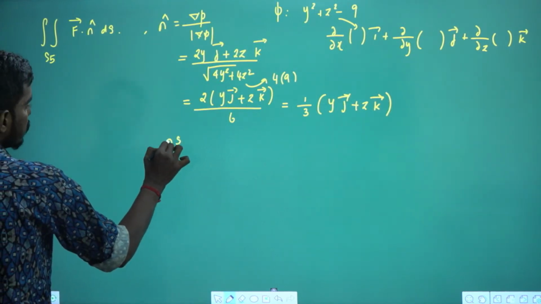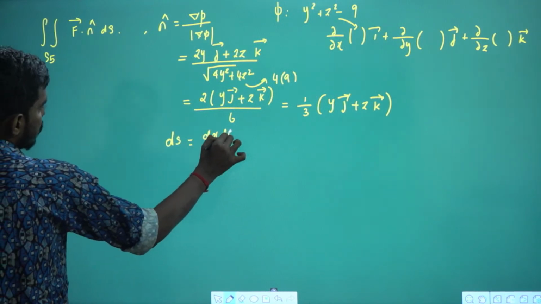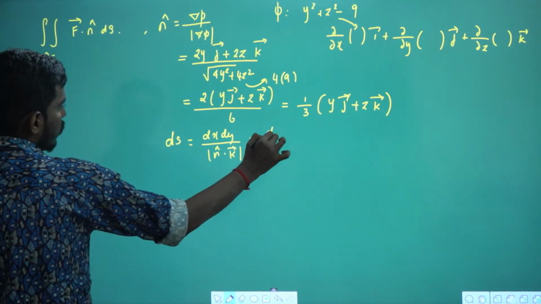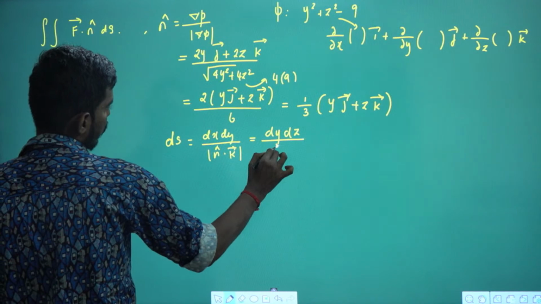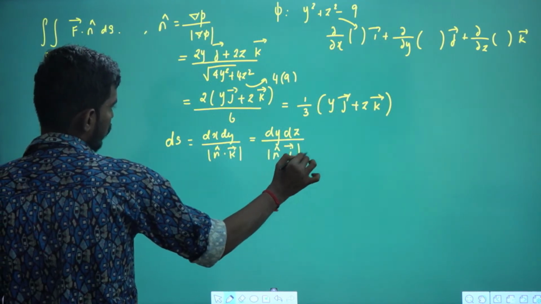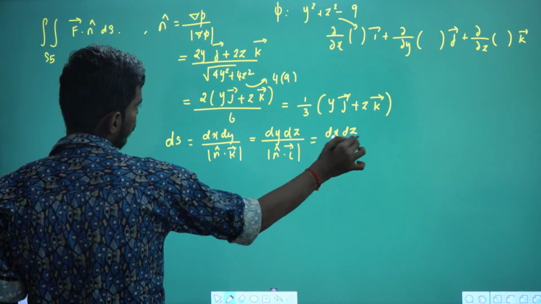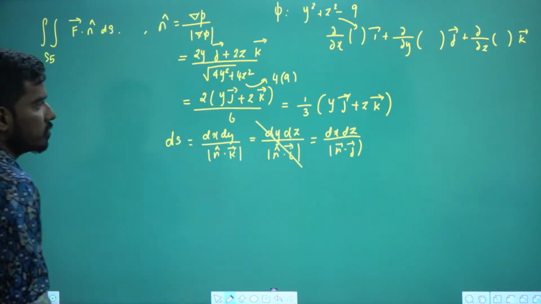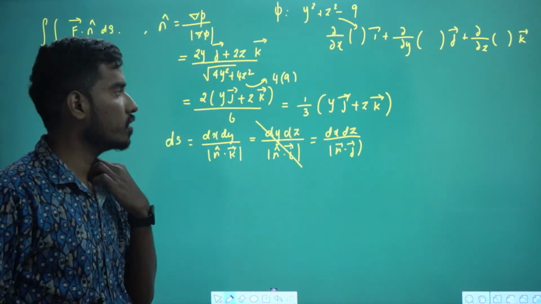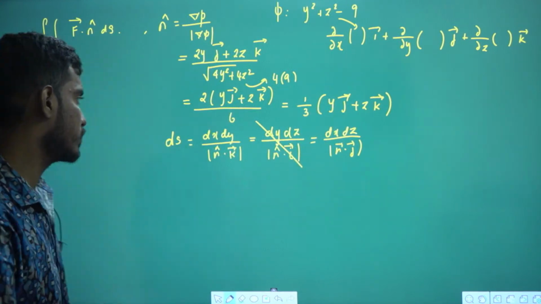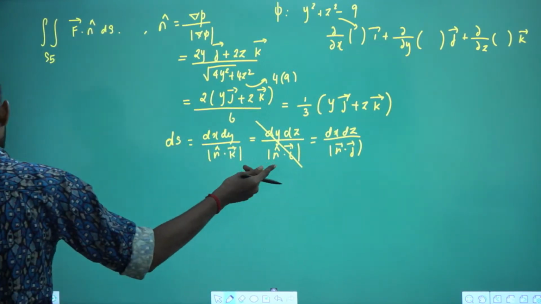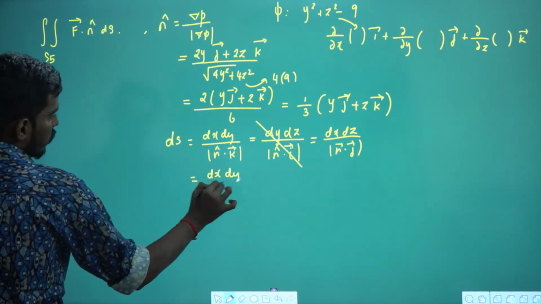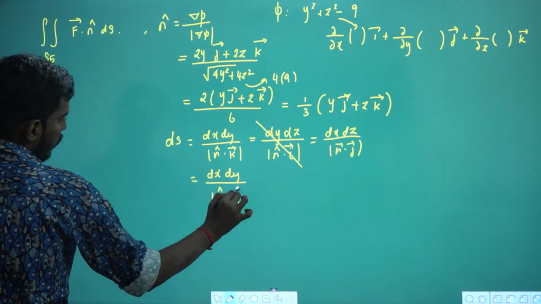Now what is your dS? dS can be dx dy divided by n cap dot k, or it can be dy dz divided by n cap dot i, or it can be dx dz divided by n cap dot j. Now you don't choose this one, because there is no i, so that means it will be 0. So you can choose either this or this. Let me choose dx dy divided by n cap dot k to be dS.